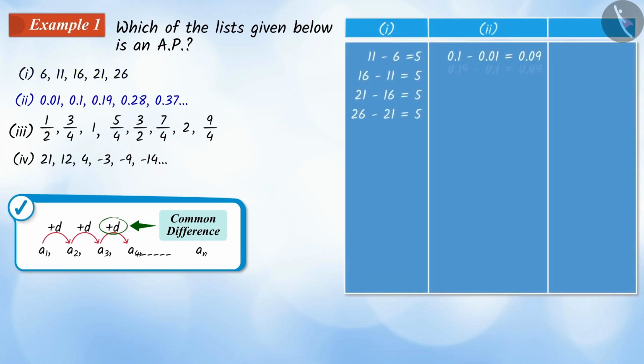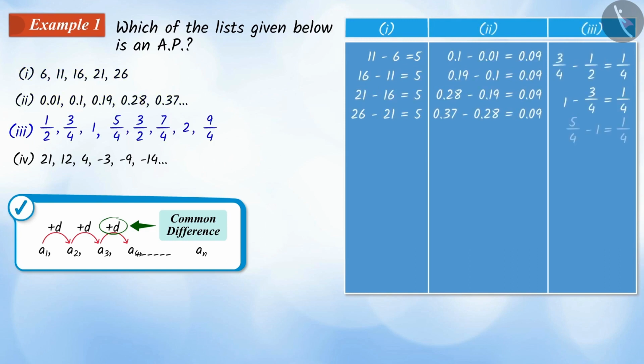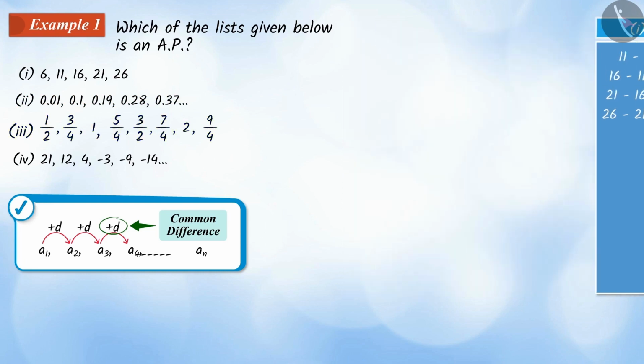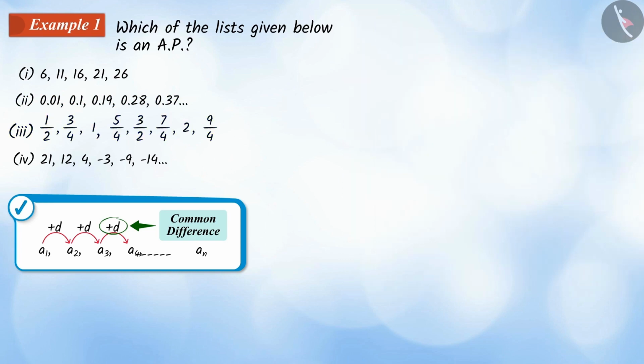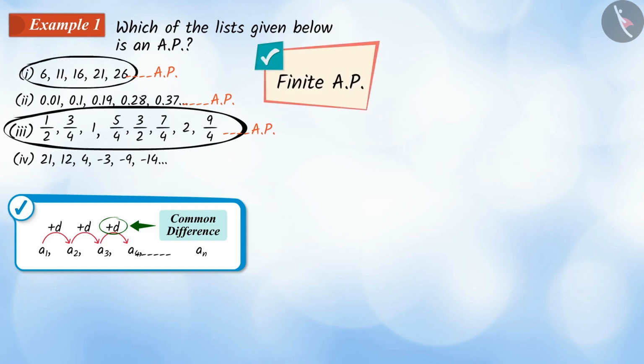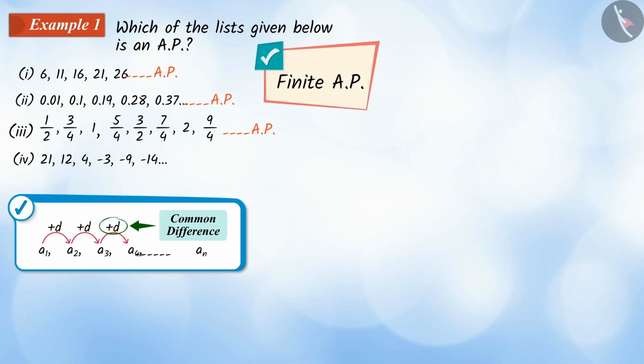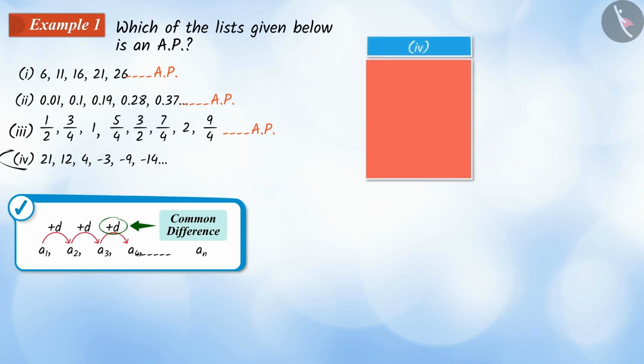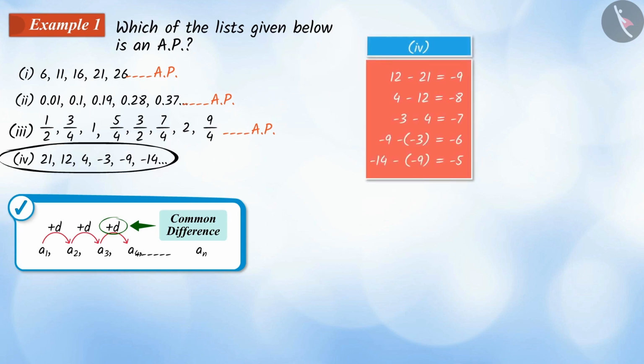If we look at the first, the second, and the third list here, for each of them, we get the same difference between every two consecutive terms. Hence, these three lists are an AP where the first and the third are finite APs and the second is an infinite AP. On the other hand, because the difference between every two consecutive terms in the fourth list is not the same, hence it is not an AP.